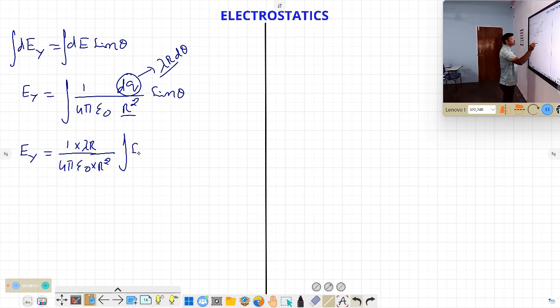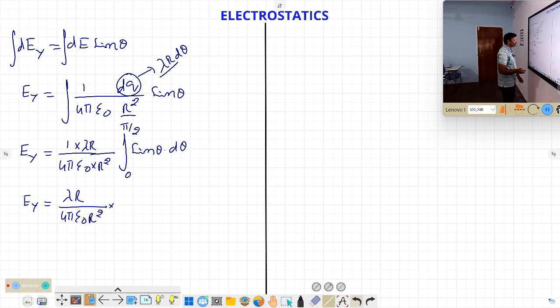Now the integral becomes sine theta d theta. The lower limit is 0 and the upper limit is pi by 2. If you integrate this, what are you going to get? Ey is equal to lambda r by 4 pi epsilon naught r square into the integral of sine theta.